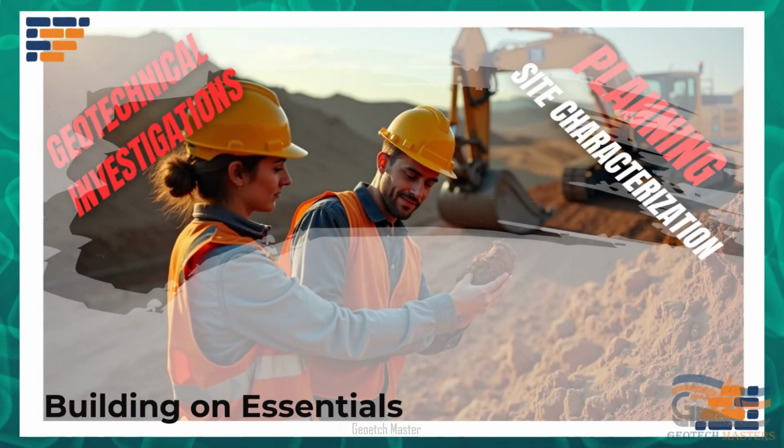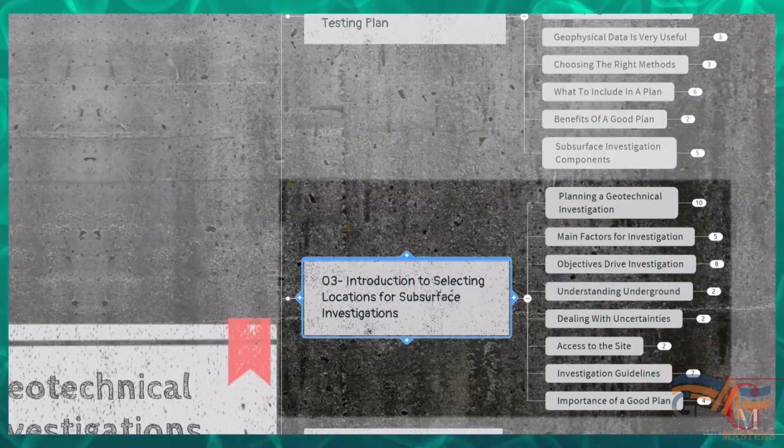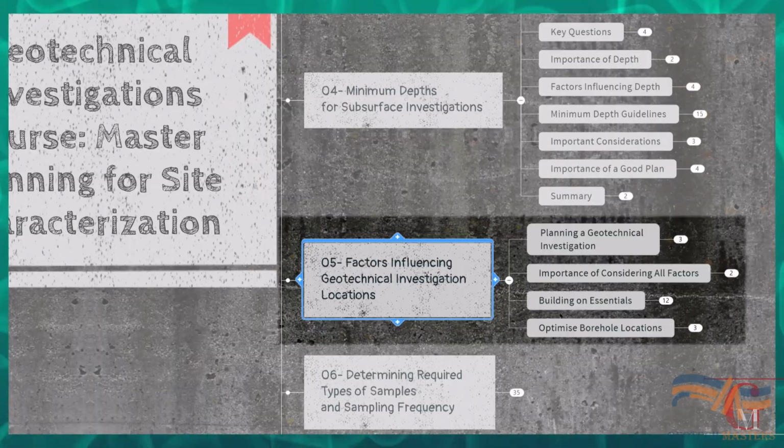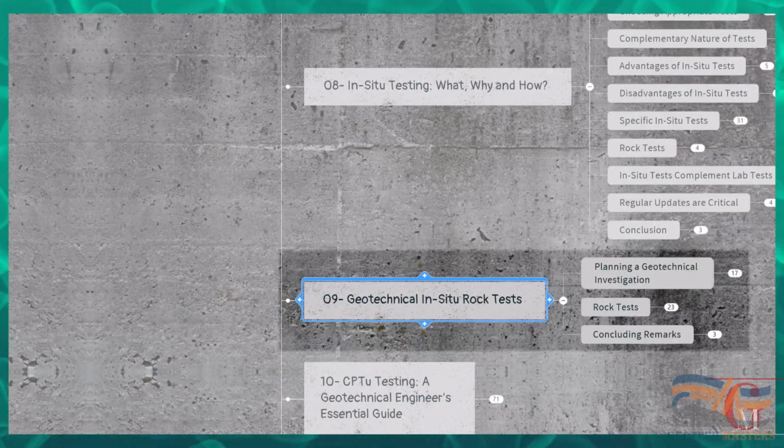We then built on that with our second series, Geotechnical Investigations, Master Planning for Site Characterization. There, we learned how to think strategically, how to develop a robust investigation plan, select testing locations, and truly master the planning.